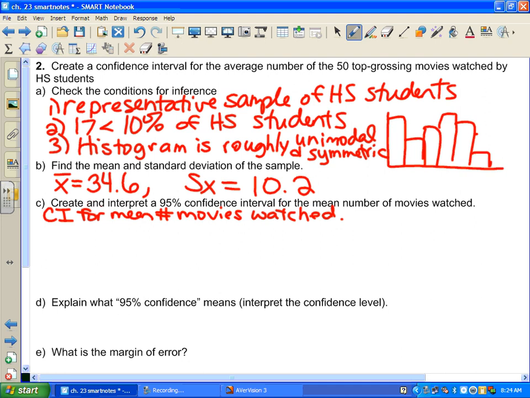The assumptions are the same thing as conditions. We've already checked those, so that's good. So the name or the formula. Our name is a one sample t interval. In your calculator, it just says t interval, but the name is a one sample t interval. So if you are going to use your calculator, you have to put one sample t interval.